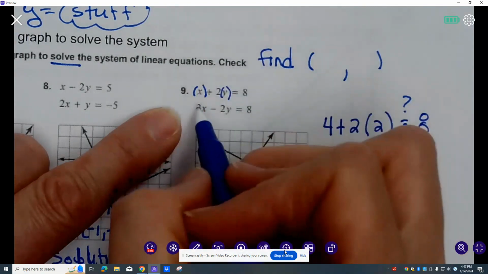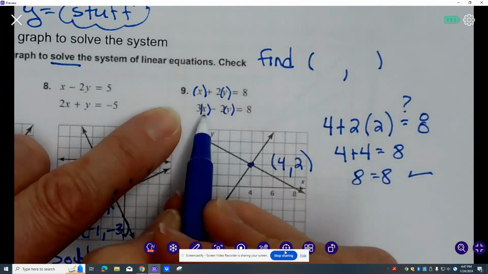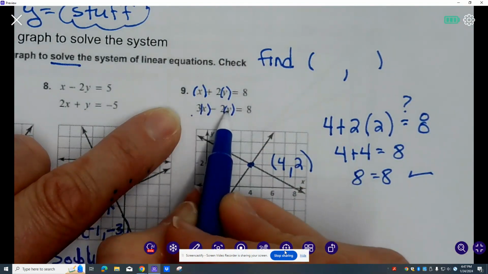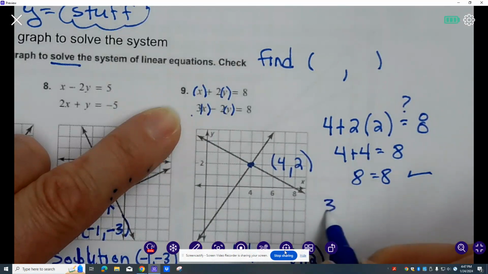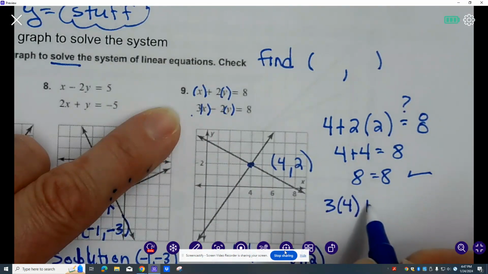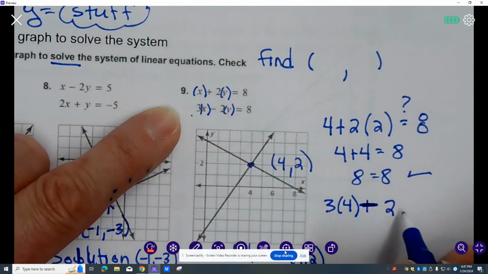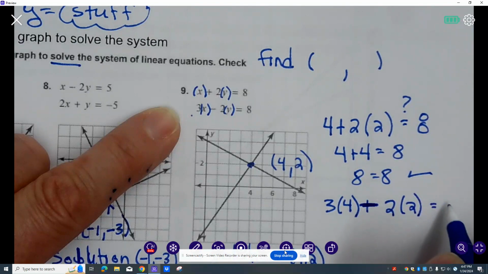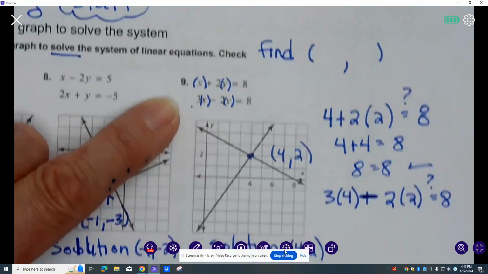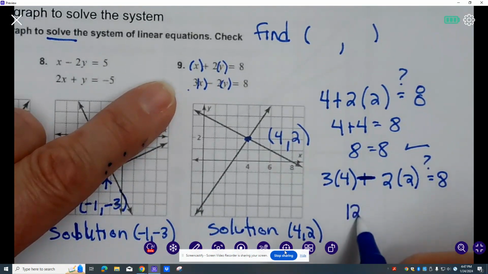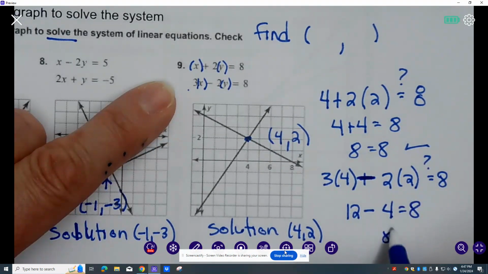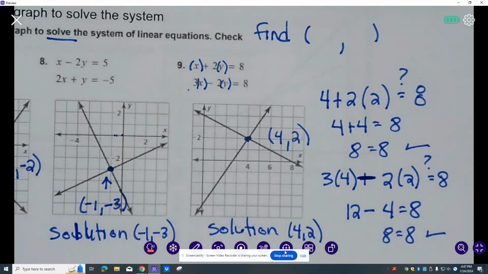So let's do the same thing here. Let's throw out the x here and put a 4, and throw out the y here and put a 2. So instead of 3x, I would have 3 times 4. Oops, that should be a minus. Minus 2 instead of the y. Let's put a 2 in there. And again, we're checking to see if we get 8. 3 times 4 is 12, minus 2 times 2 is 4. 12 minus 4 is 8. 8 equals 8. So yes, that solution checks out. So that's what it means by check your solution.